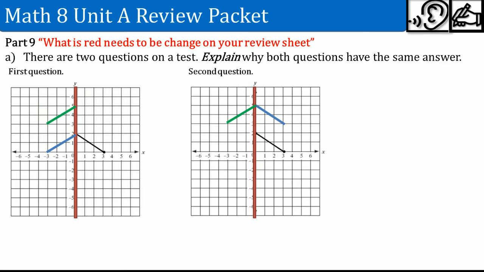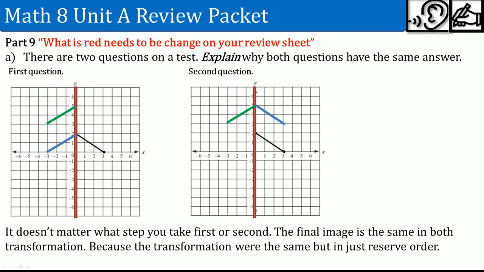So there are 2 questions on the test. Explain why they both have the same answer. So explain why this one and this one have the same answer. We would say it doesn't matter what steps you take, first or second, the final image is the same in both transformations because the transformations were the same but just in reverse order. So in this case, first here was reflect, and this was on the y-axis. Then the second was going up 3.